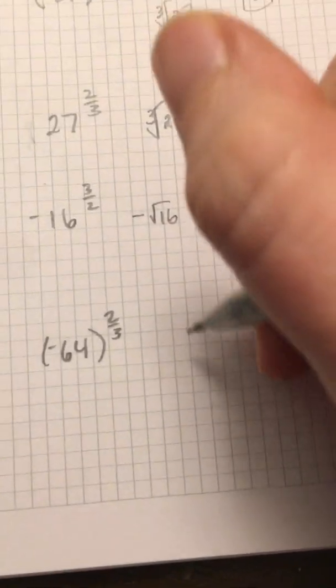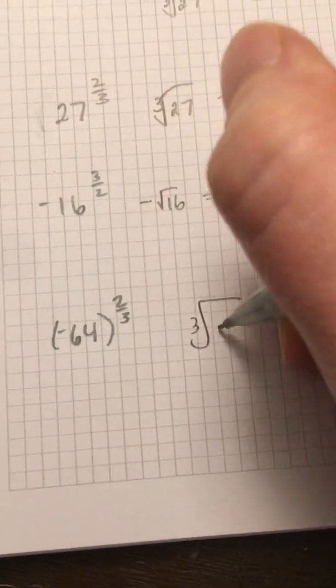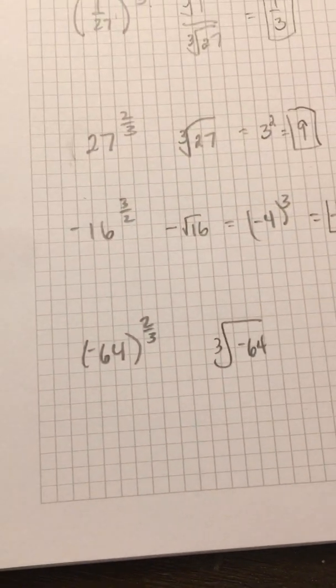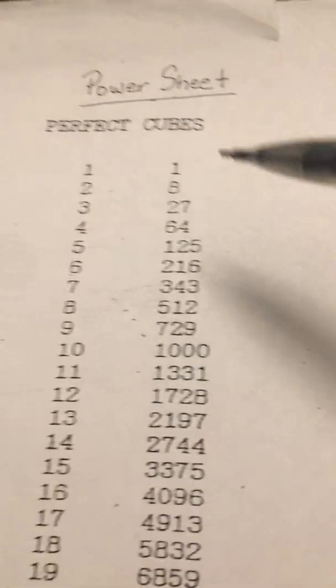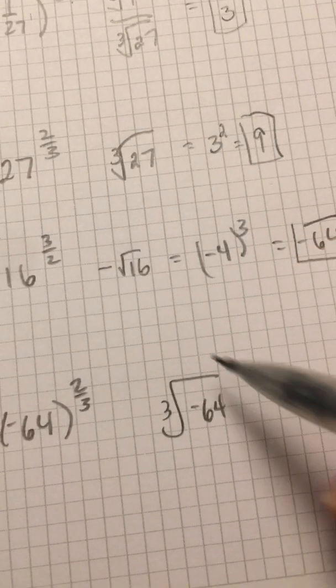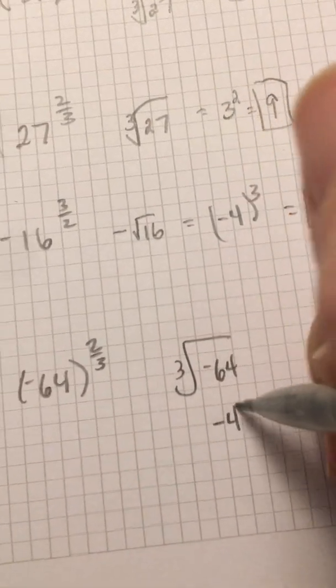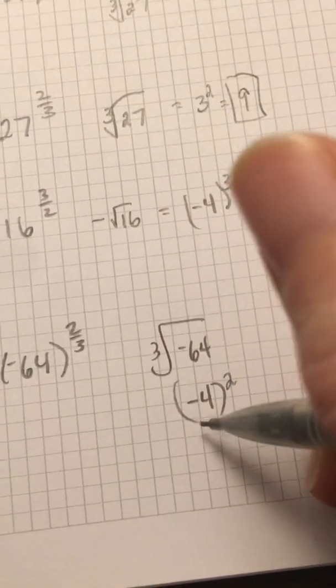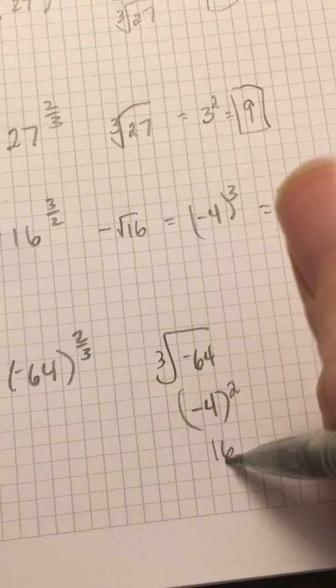Negative's in the parentheses, so I need to take the cube root of negative 64. Why the cube root? Because that's the number that's in the bottom. Cube root of 64 is 4. Again, because of the negative, it's a negative 4. And then I have to raise it to the power of 2. And a negative 4 squared becomes a positive 16. Final answer there.